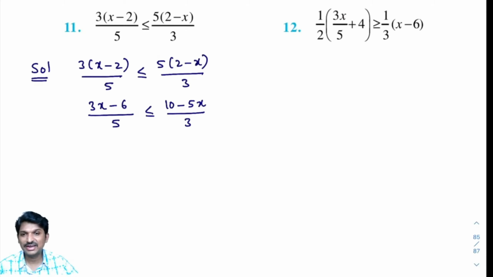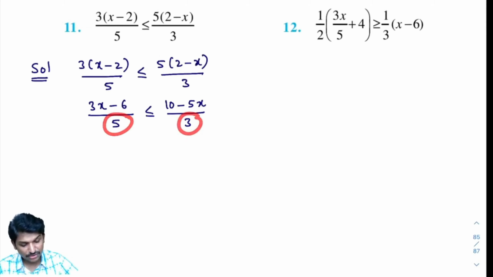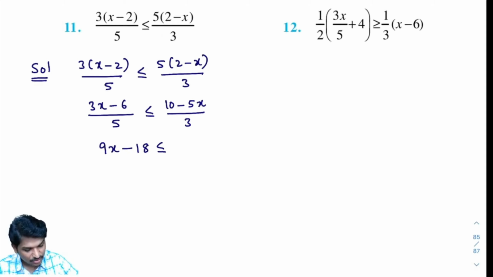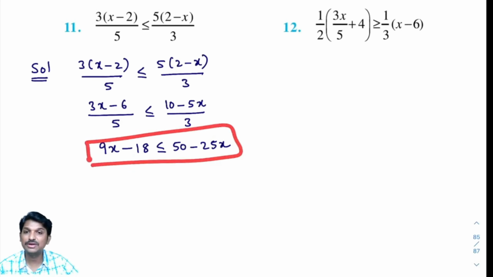I hope you are understanding. Okay, we can cross multiply here. The actual point is, first I need to multiply with 5 on both sides. Next, I need to multiply with 3 on both sides. Like that we need to do. It is not necessary; you can just cross multiply, but make sure that these two are positive real numbers. Now you can cross multiply. What you will get? 3 into 3x, that is 9x minus 6 3s are 18, less than or equal to 50 minus 25x.